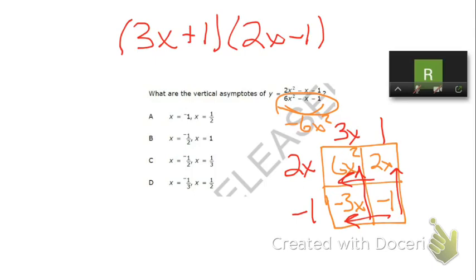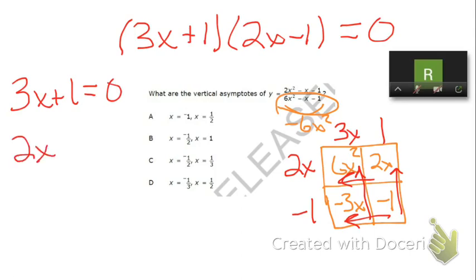So what you're going to do is solve this out, set it equal to 0. So you set both factors equal to 0. 3x plus 1 equals 0, and that's going to be one asymptote. You can go 2x minus 1 equals 0, and that's going to be another asymptote. Whatever makes the denominator 0 is an asymptote, as long as it doesn't cancel off. Remember that.